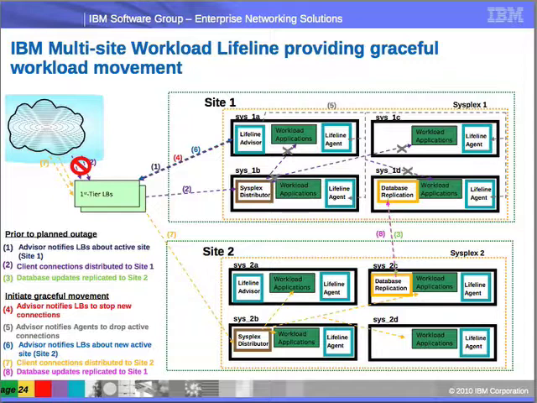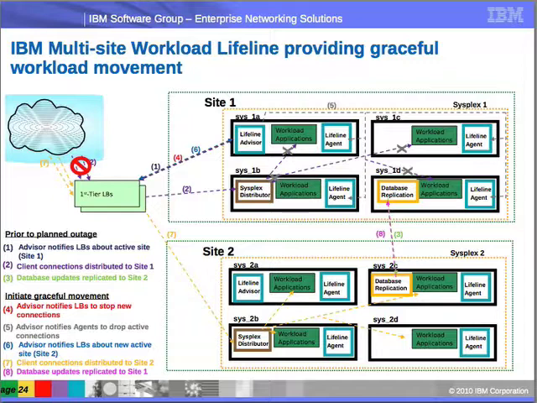Now suppose for some reason you want to bring down your workload applications on Site 1, because maybe you need to upgrade your applications. In that case, we need to initiate a graceful movement of the workload that is using those applications over to Site 2. The first thing we do is notify the load balancers to stop new connections. Existing connections will still flow to the workload application. So if you have any persistent connections where you may flow a bunch of transactions, they'll continue to flow over to Site 1. But any new client connections will be blocked by the load balancer.